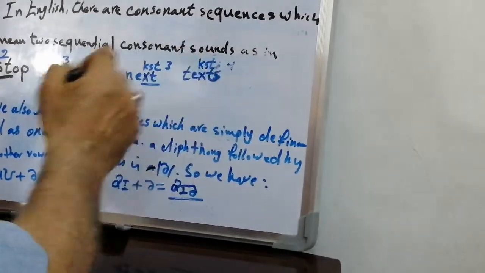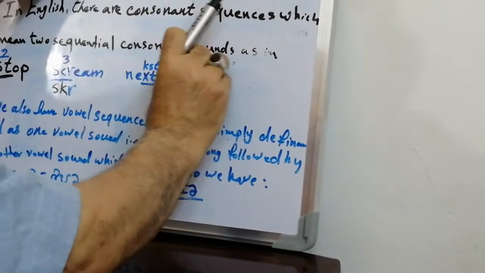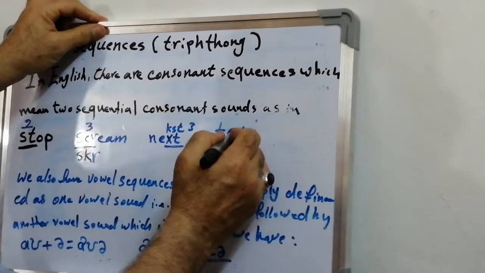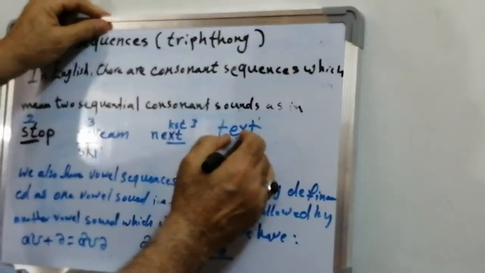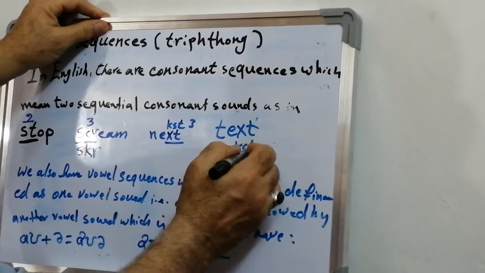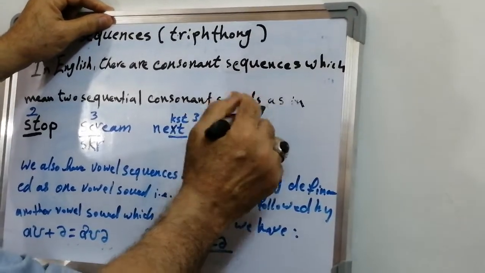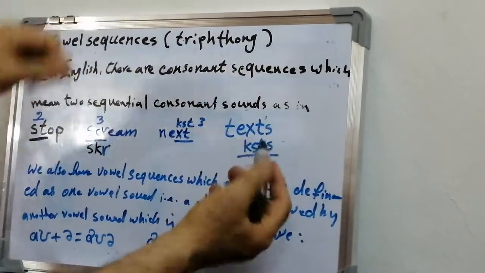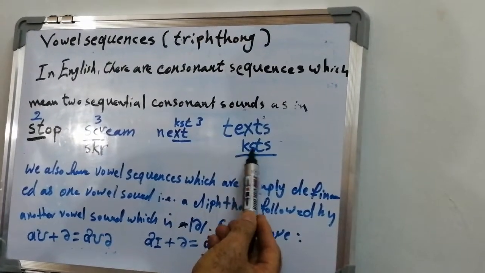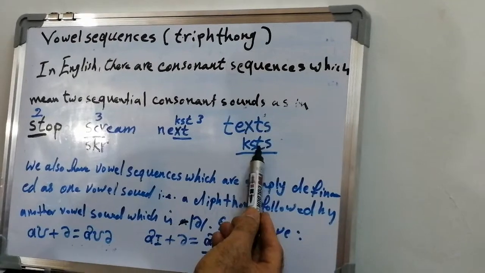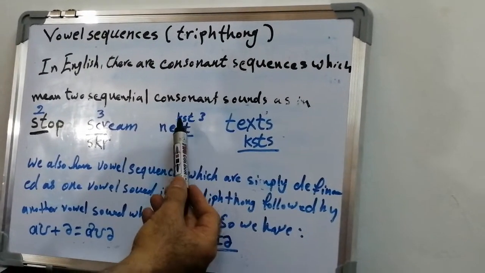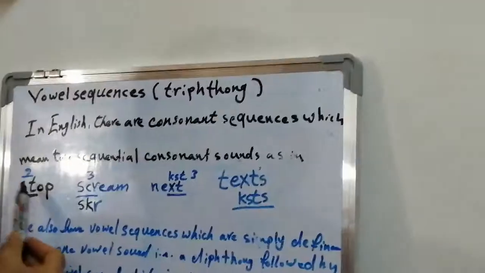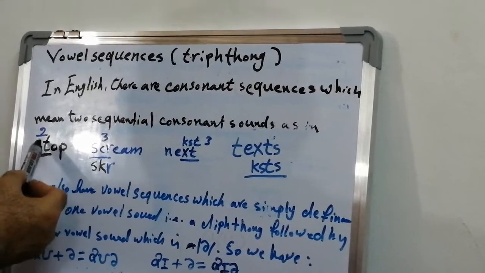Sorry about this, let me clarify it. The word text, T-E-X-T. Here we have three: K, S, T. When I add the plural S, it's going to be four. So four consonants, one comes after the other, a sequence of consonants, 1, 2, 3, 4. At the beginning we said we can have a two consonant cluster. There's no vowel sound intervening between them.